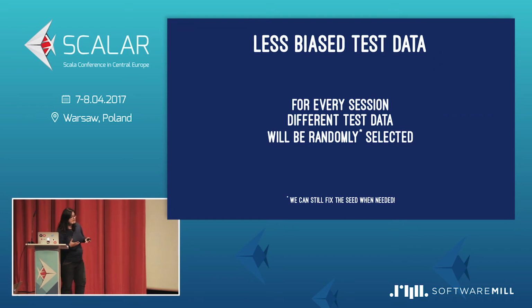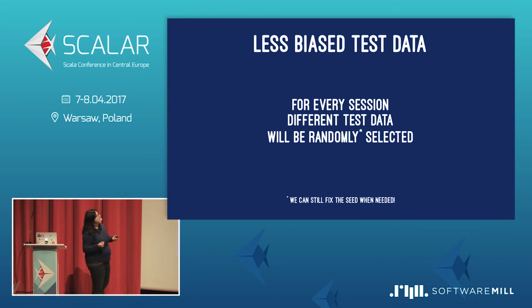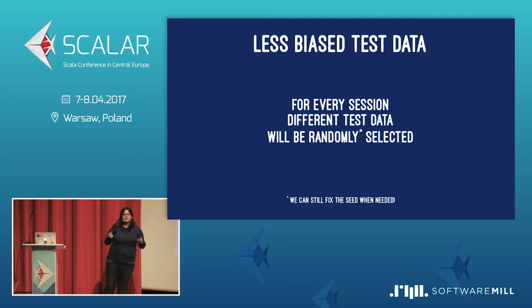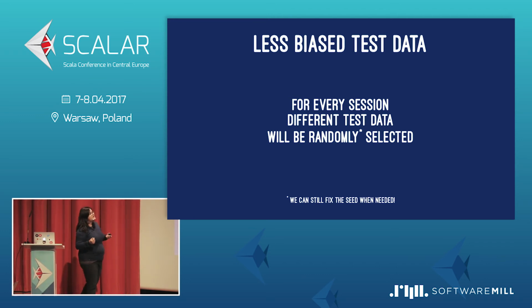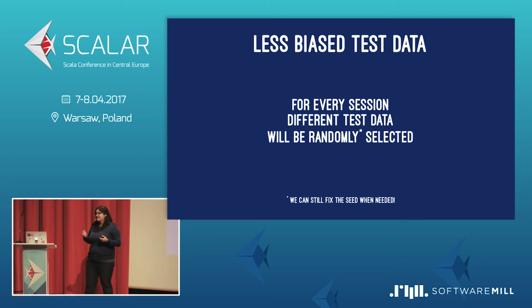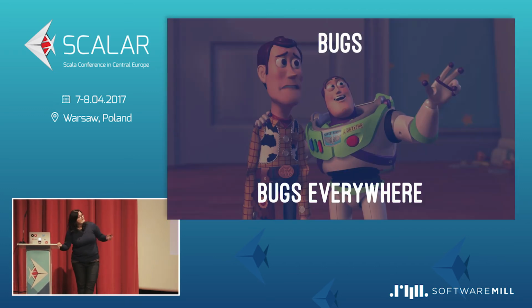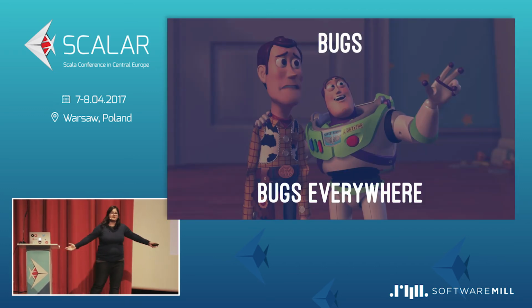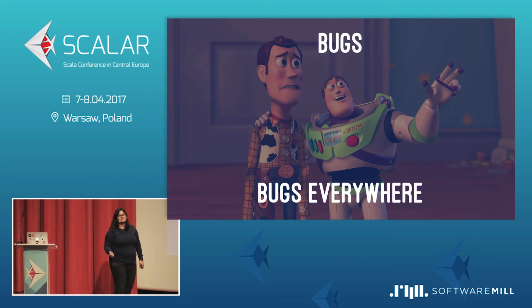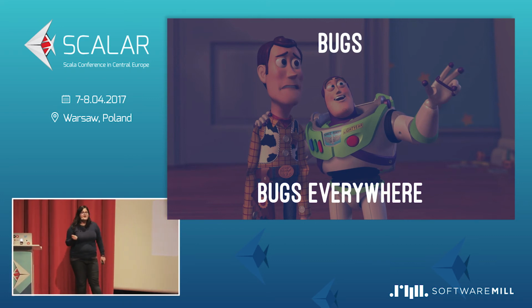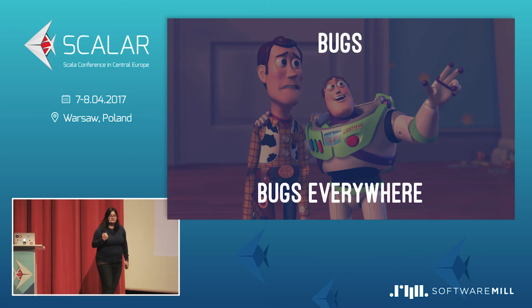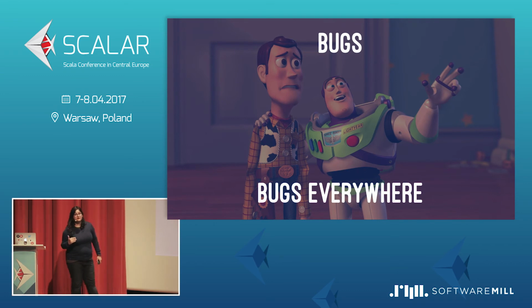So basically, what we have done is that our tests now are using different test data every time we run the test. But still, we have the opportunity of making these tests deterministic. And then something amazing happened. Bugs everywhere. And this is great, right? Because we were able to catch and fix bugs without the customer realizing it. So we managed to make our platform fairly stable. So that's great for a startup, right?